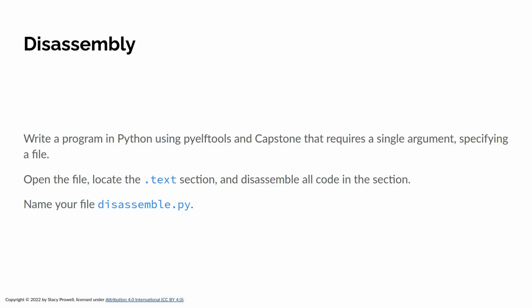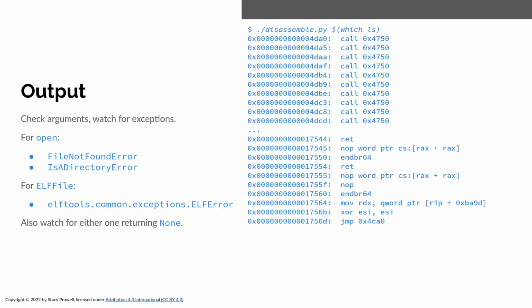Name your file disassemble.py, and this is what the output should look like. In this case I gave it ls, and here's what you ought to get for the output of ls. It ought to start at 4DA0 with the call, and it ought to end at 175.6D with the jump. Print the address in front. Look at that, there's a nicely formatted 16-character hexadecimal address with the leading 0x. And then print the opcode and the op string out here at the end.